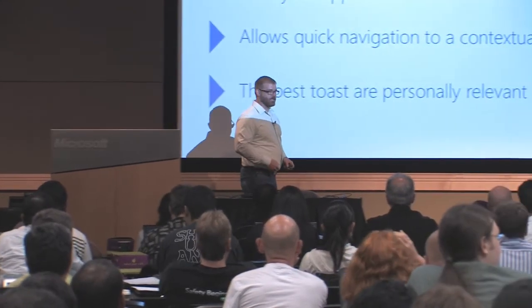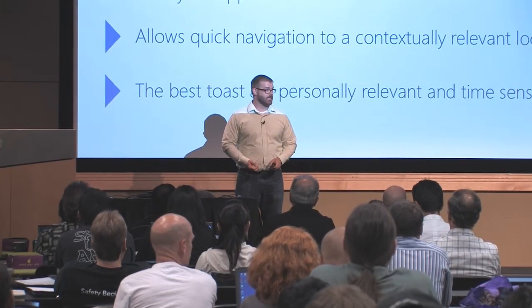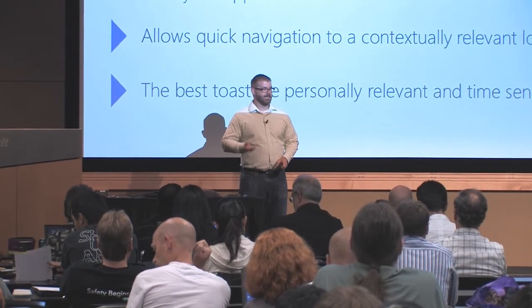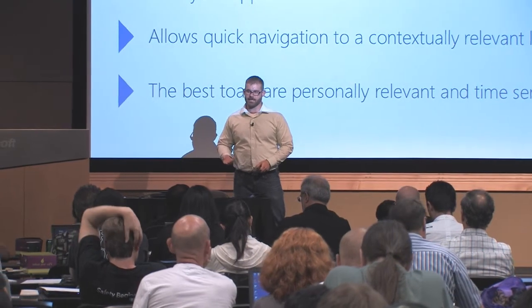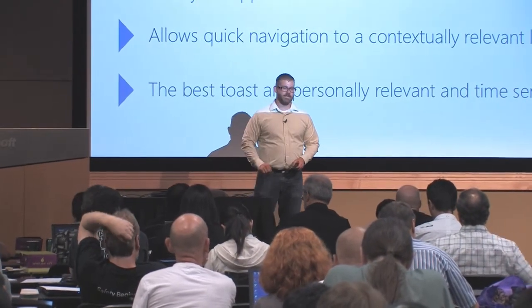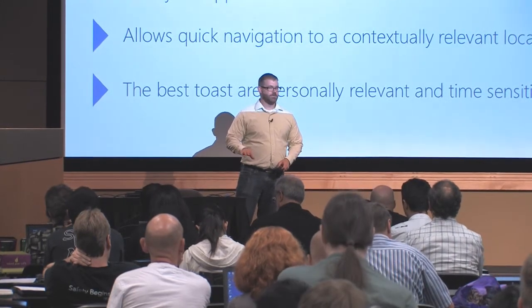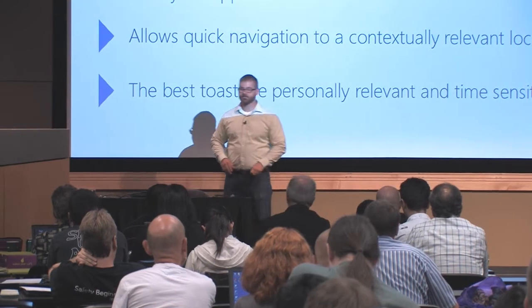Toasts are similar to secondary tiles in that they have the ability to set a launch context. So when you tap on that Toast, it should take you to the thing that the Toast was telling you about. So let's say you sent me an IM message. When I tap on that Toast that says, Kevin wants to chat with you, it should take you to that chat window straight away. It shouldn't take you to the front page of the app.